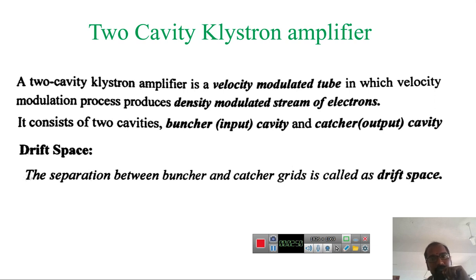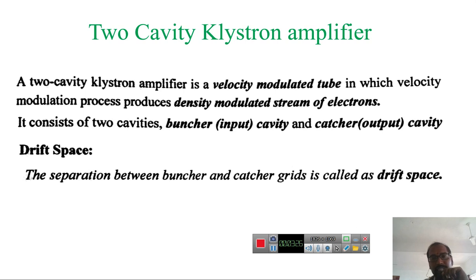So what is called a two cavity klystron? Now we have to see the basic working principle of the two cavity klystron amplifier, how it amplifies low frequency microwave signals. Before that, we must know the basic principle of the two cavity klystron. The basic principle of the two cavity klystron is velocity modulation. This is the most important. Velocity modulation is the basic principle of the two cavity klystron. And what is a drift space? The space between the buncher and the catcher cavities is called the drift space.